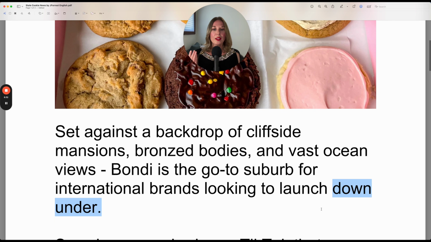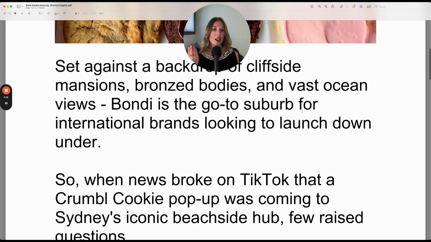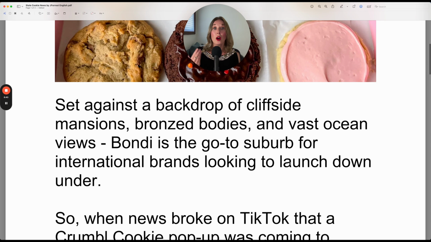Bondi is the go-to suburb for international brands looking to launch down under. So what does that mean? Looking to launch down under? Well, remember I told you this represents Australian dollars, and this is an expression we use to describe Australia. It's down under. So that represents in Australia.